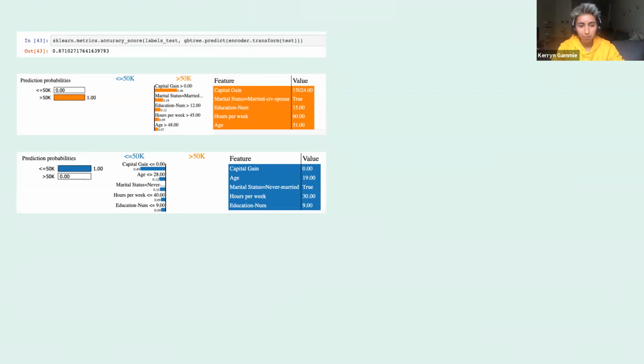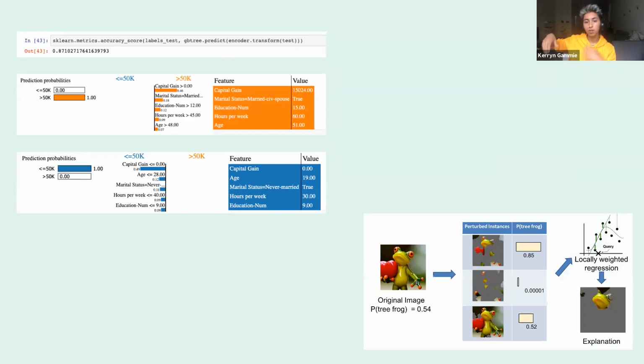Yeah, so that's on tabular data. You can do the same sort of thing with image data. So here, if you wanted to understand why this learning algorithm thought that this picture was a frog, it's telling you in that little explanation box that the tiny little head looks frog-like, and that's why it thought it was a frog.